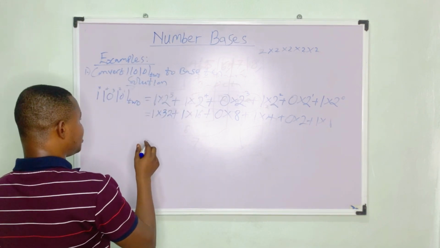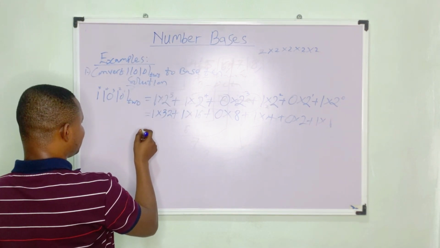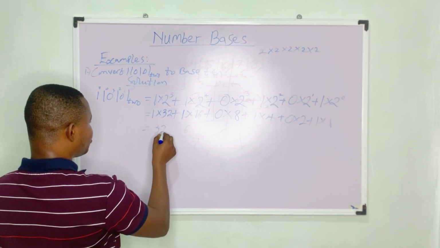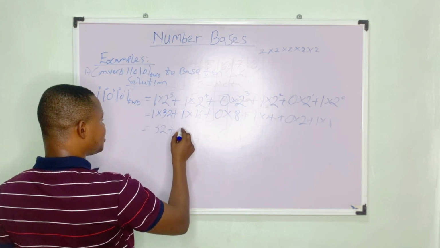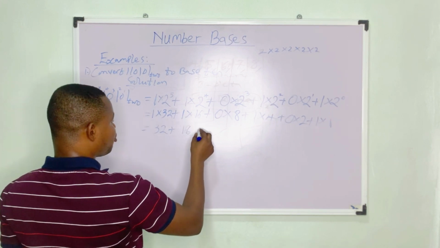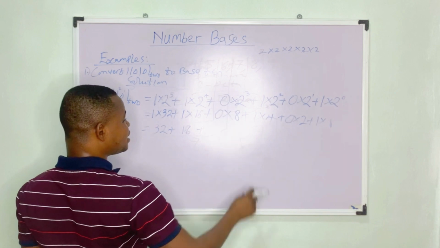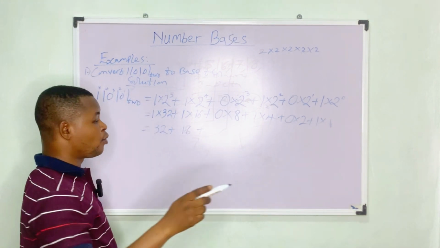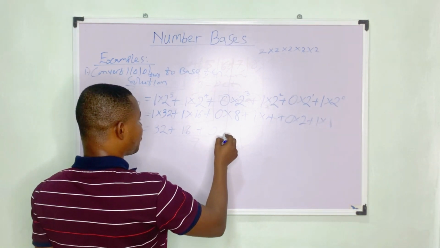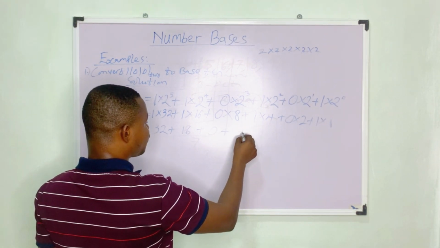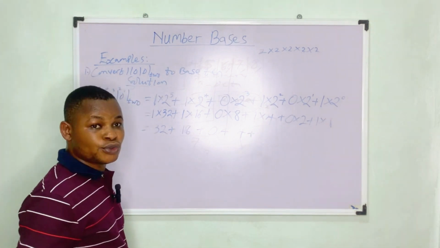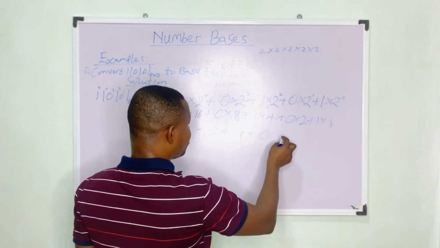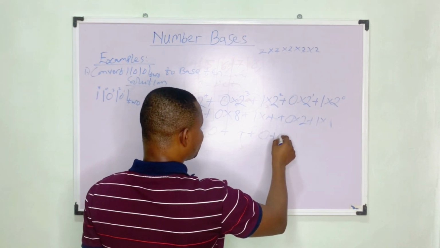Now let's continue with the mathematics. 1 times 32 will give us 32. Plus 1 times 16 will give us 16. Plus 0 times 8. Any number multiplied by 0, or 0 multiplied by any number, will give us 0. Plus 1 times 4 will give us 4. Plus 0 times 2. Don't forget, any number multiplied by 0 will give us 0. 1 times 1 will give us 1.